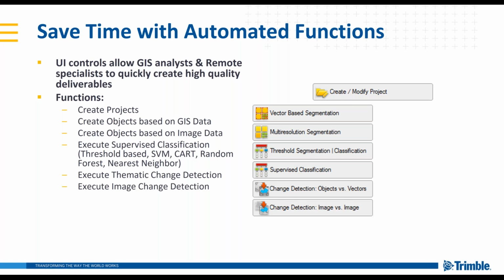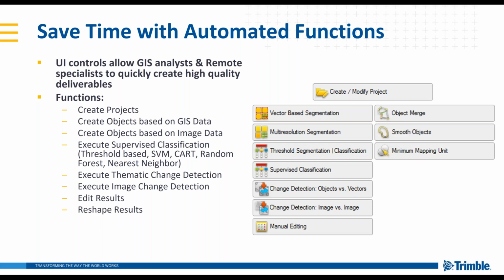We can execute, like I said, thematic change detection, but we can also do image-to-image change detection within Essentials. On top of that, we can, of course, edit our results within Essentials if that is deemed necessary. There are tools for doing manual editing. There are also a number of tools available for reshaping our results or refining these image objects, as we call them. So object merge, smoothing, applying minimum mapping units, for example.